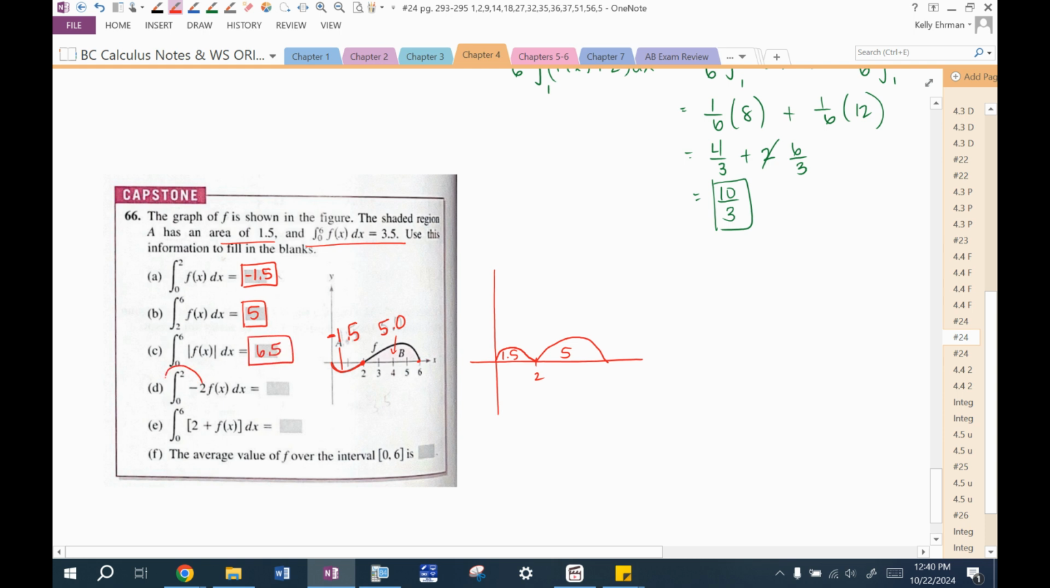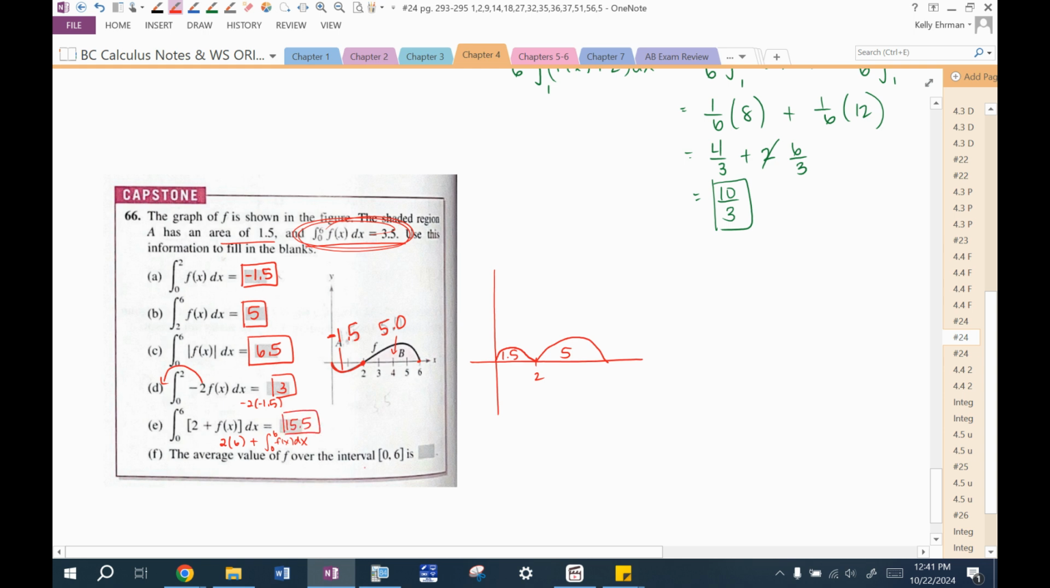What if we have a negative 2 out in front of our integral from 0 to 2 of f of x dx? Well, that's just negative 2 times that answer, negative 1.5. So that's positive 3. And then just like we did in the last problem, what if we add a 2 here? So if we add a 2, we're going to get 2 times 6 minus 0 plus the integral from 0 to 6 of f of x dx. All right, so the integral from 0 to 6, remember they gave us that. That's 3.5. So 12 plus 3.5 is 15.5.